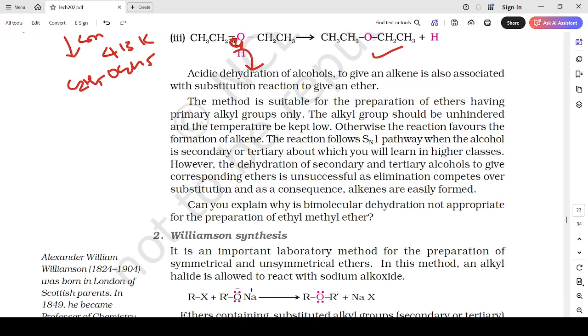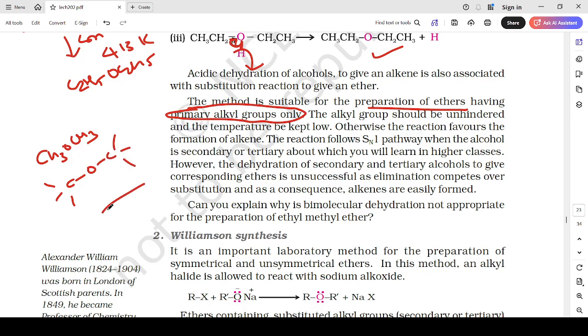So this method is suitable for the preparation of ethers having primary alkyl groups only, very important. CH3OCH3 I want, you can do. But if I want to do it like this, this kind of compounds are not possible by this method. The alkyl group should be unhindered, very important, like this, not like this. And the temperature should be kept low as well. Otherwise, the reaction will favor the formation of alkene.